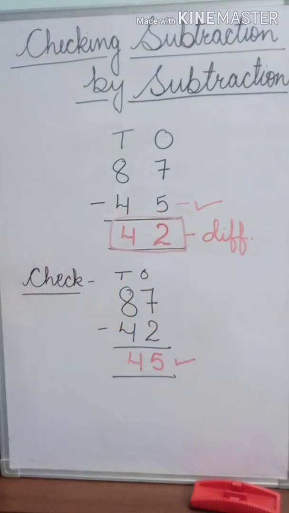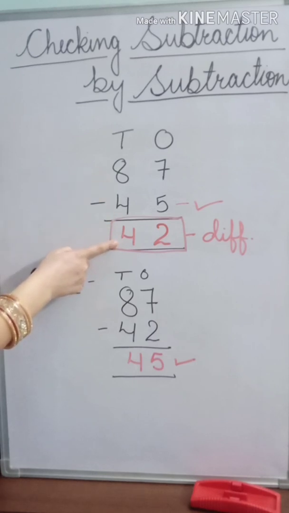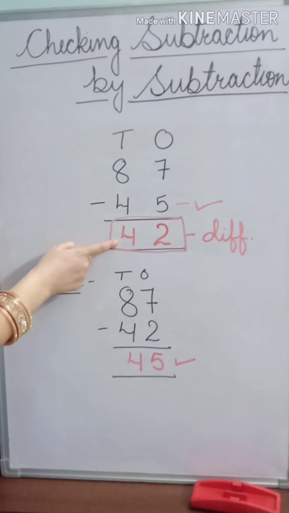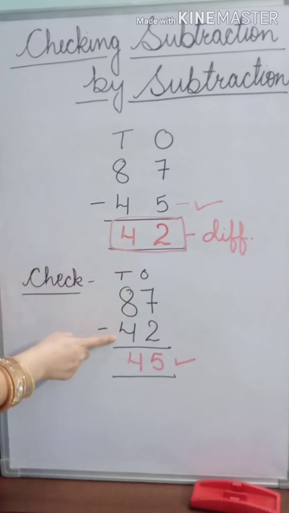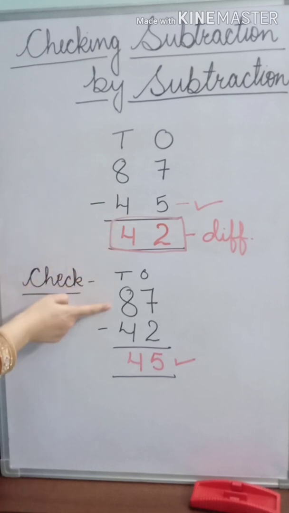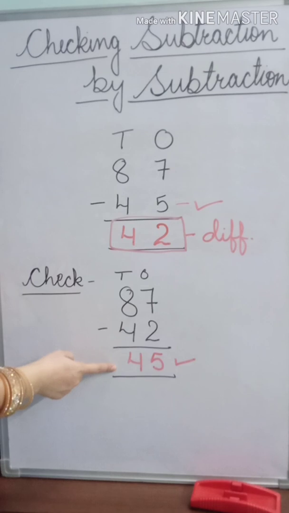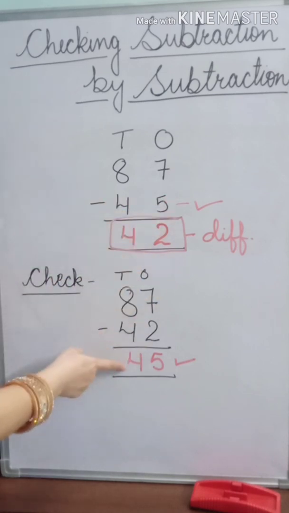Okay. So I'll repeat once again. What we have to do, we have to subtract the difference of the two numbers, that is 42, right? We have to subtract the difference from the greater number. Like we have 42 as difference, so we have to subtract 42 from 87, and what we will get? We will get the smaller number, that is 45. So we have got the same number. It means the answer is correct.